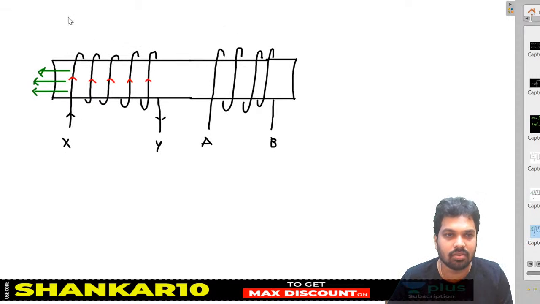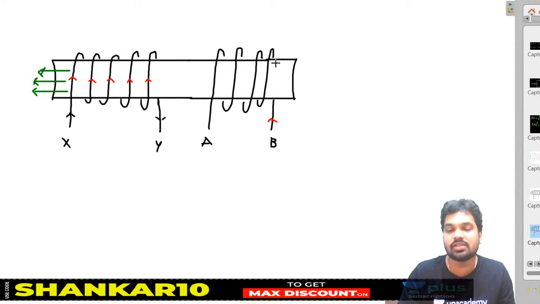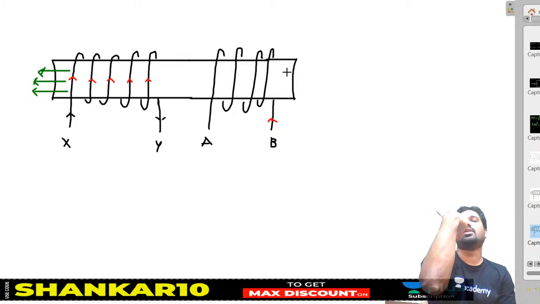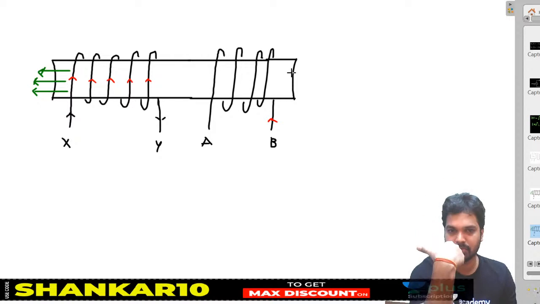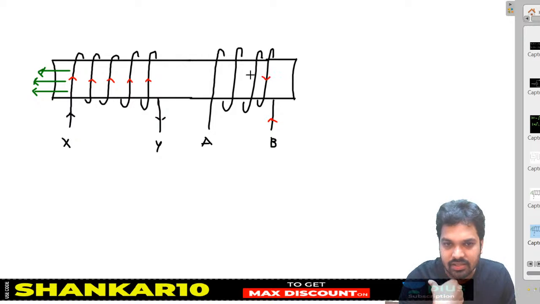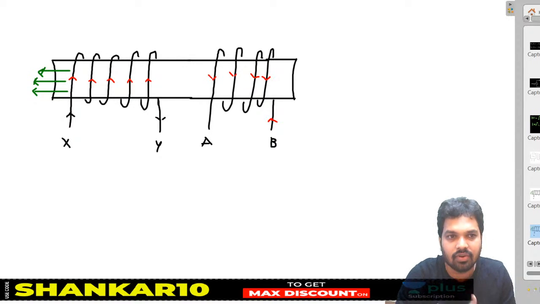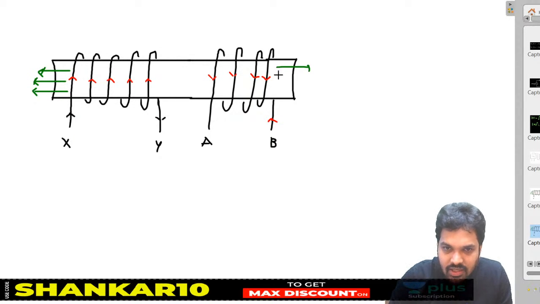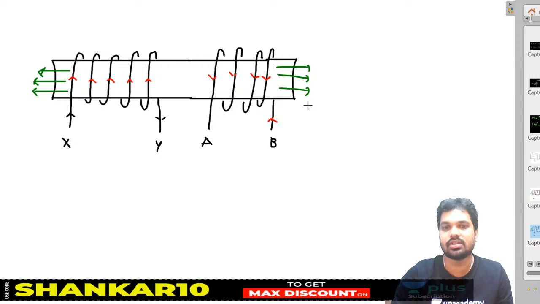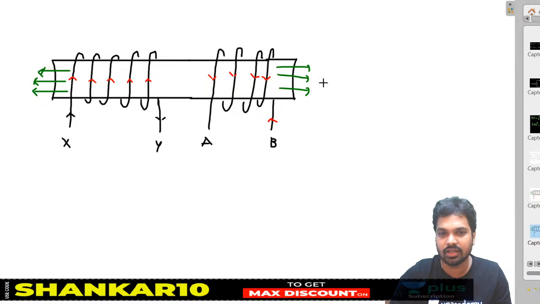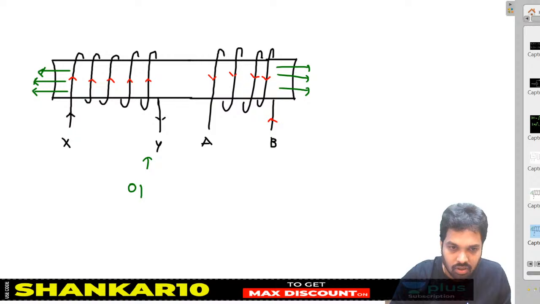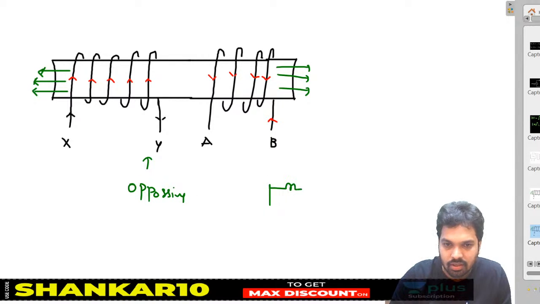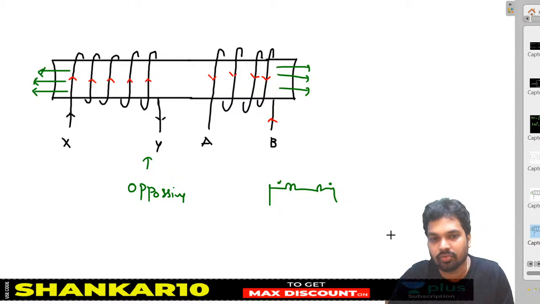Just a minute, guys. Suppose if current is entering here, then please see, it is entering from the back. It will come like this. I cannot show you my hand properly. Then it is coming like this. If coming like this, your flux will go like this. Yes or no? With respect to the direction of the current, it will be like this. This is the case of opposing. So here you can represent the dots like this. This is what we call opposing.